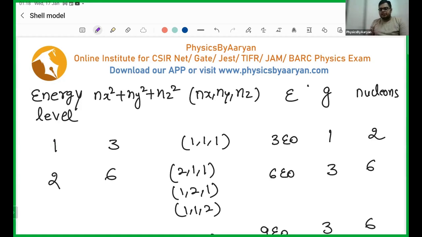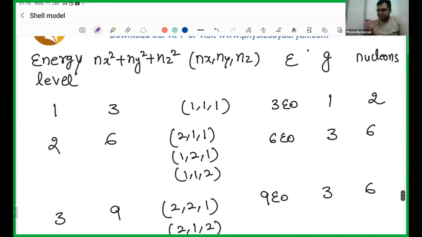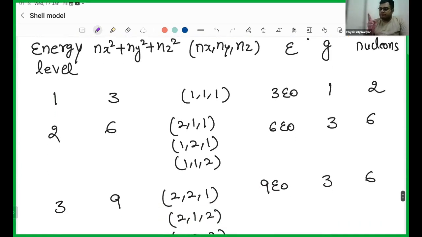What about the second energy level? The next energy level will be when one of them becomes 2. Out of these three, one of them becomes 2 and the other two remain 1. So what will happen? You have three possibilities: (2,1,1), (1,2,1), (1,1,2). If you do that, nx² + ny² + nz² becomes 6, and the energy will become 6E₀.